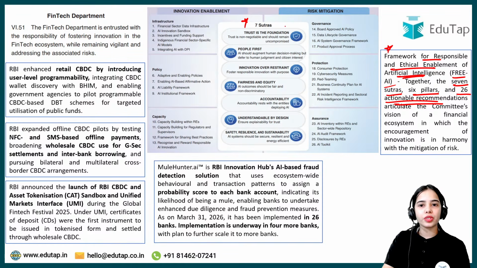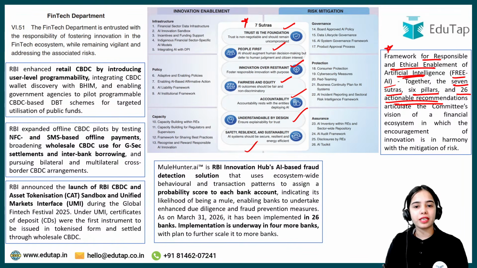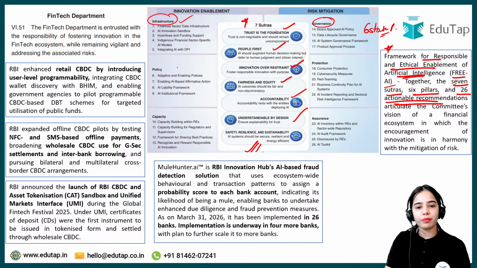So the 7 sutras: trust is the foundation, people first, innovation over restraint, fairness and equity, accountability, understandable by design, and safety, resilience, and sustainability. And these are the 6 strategy pillars: infrastructure, policy, capacity, governance, protection, and assurance. Under the 6 strategy pillars, there are 26 actionable recommendations.